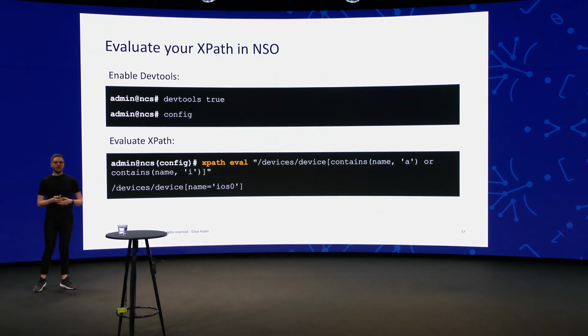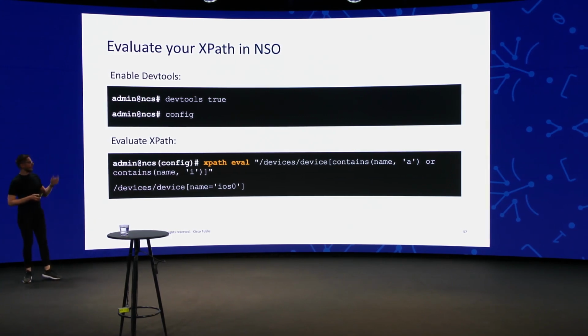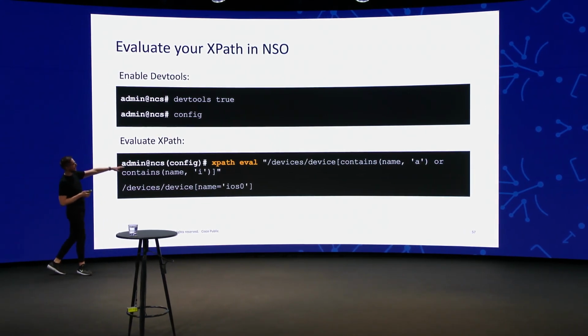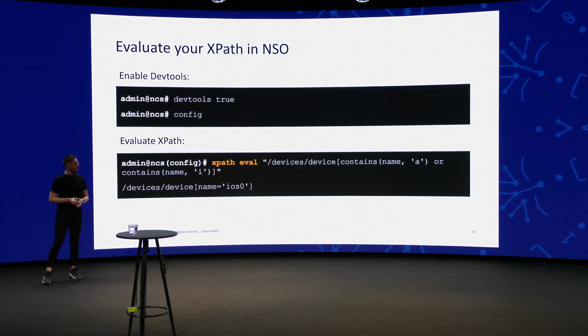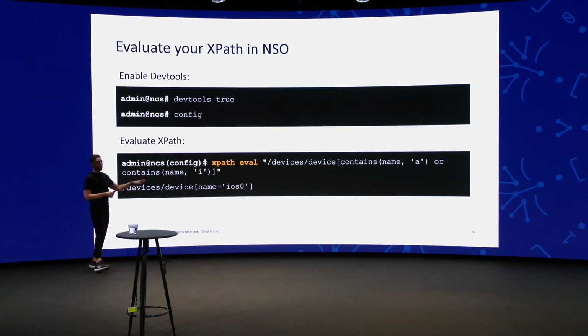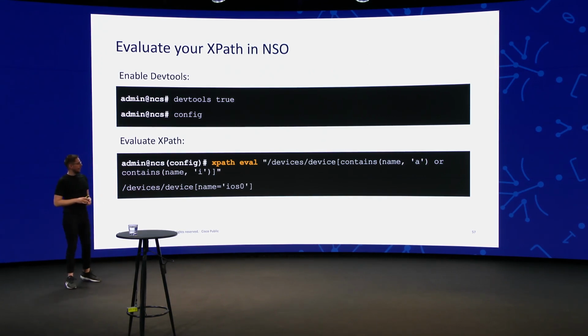expression, is to go to your DevTools in the NSO, go to the config mode, specify xpath eval, and put your XPath expression in quotation marks in order to evaluate it. If it is properly evaluated, you will see the results down below. In this case, we are checking if the device contains the name A or I. A very simple one.